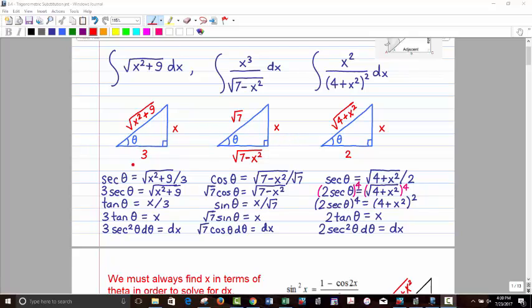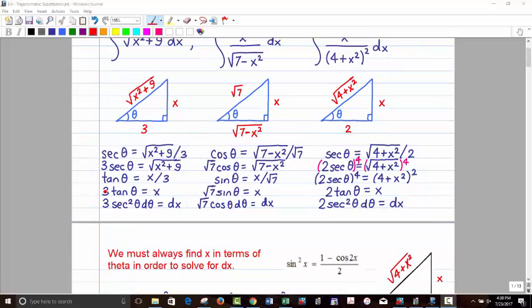So if I put the radical over 3, that means secant of theta equals the square root over 3. So if you move the 3 over, that means the square root of x squared plus 9 is the same thing as 3 times secant theta. Now we need x. So we want to work with x and the number. In this case, tan of theta would equal x over 3. And then x would be 3 times tan theta.